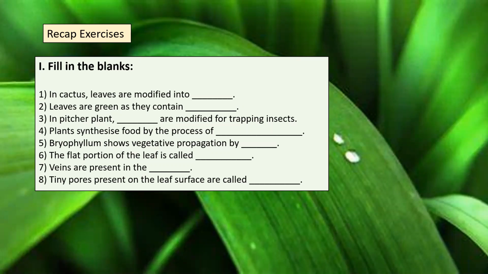Okay, let's discuss. Leaves are green as they contain chlorophyll. You're right. In pitcher plants, leaves are modified for trapping insects. Plants synthesize foods by the process of photosynthesis. Correct. Bryophyllum shows vegetative propagation by leaf. The flat portion of leaf is called, you're right, it is lamina. Veins are present in the leaf, right? Yes. Tiny pores present on the leaf surface are called stomata. So this I have not recapped in this video, but I was sure you knew the answer. So I hope you were able to get all of the 8 right. It's okay if you haven't, you can keep working out on it.